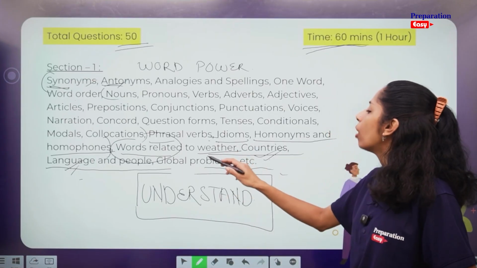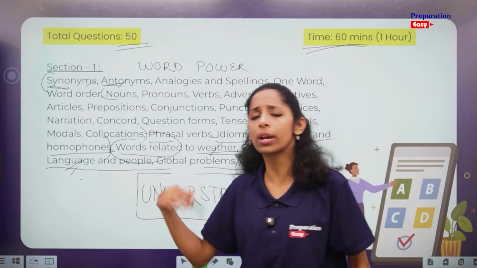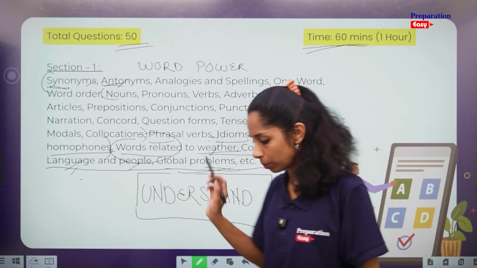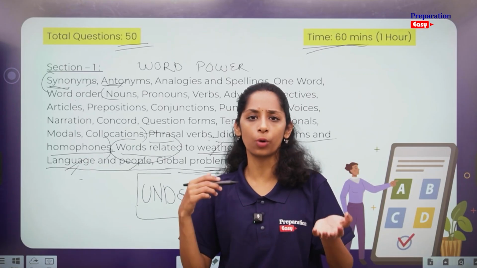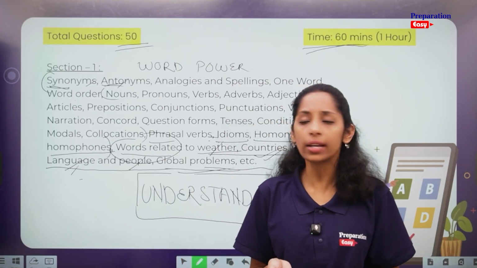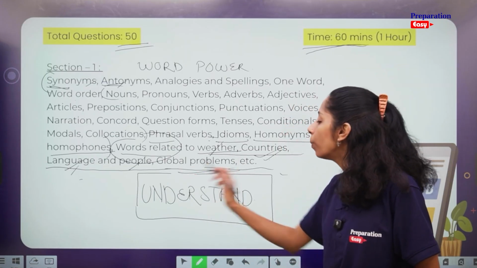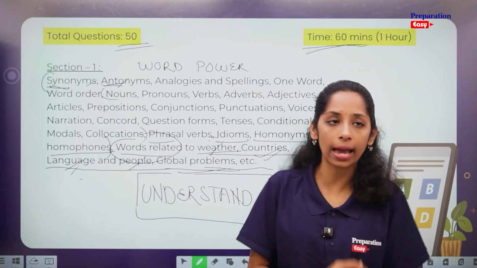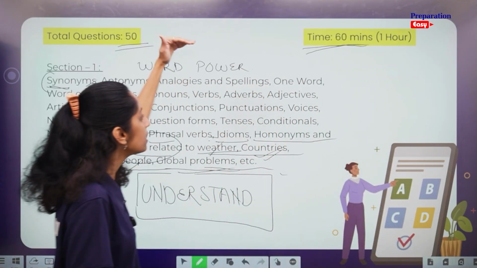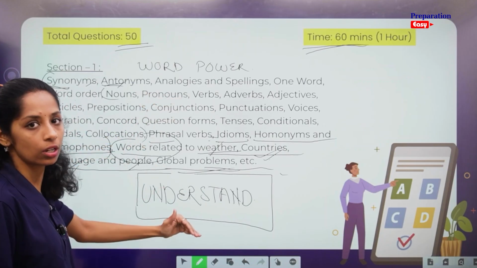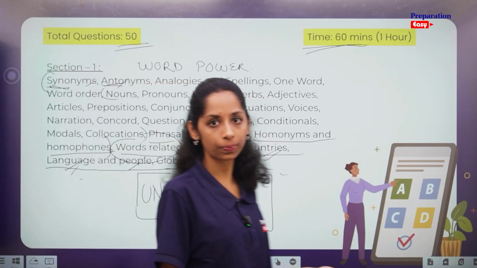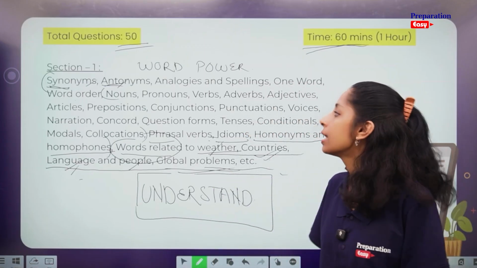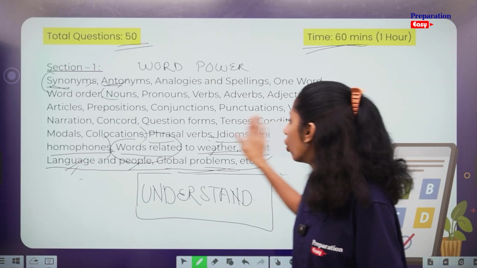So it might be about the weather, the countries, the tribal languages or any language, the country's language, the people, the global problems. What are the global problems? Poverty is a global problem, deforestation is a global problem, right? These global problems will be expected. So as a student, as an aspirant, we need to understand this section so that we can prepare accordingly. We need to understand the demand of the question paper, the demand of the questions, and what is included in Section 1.